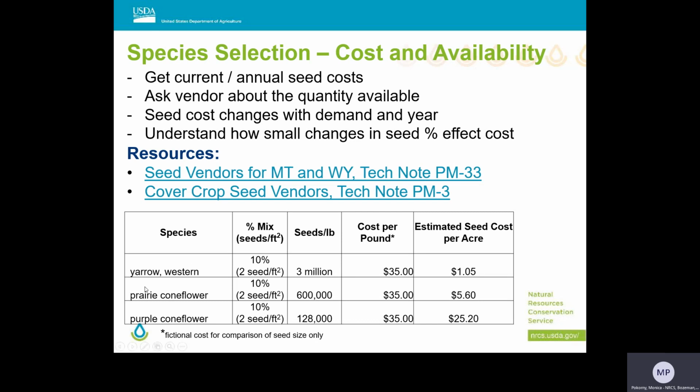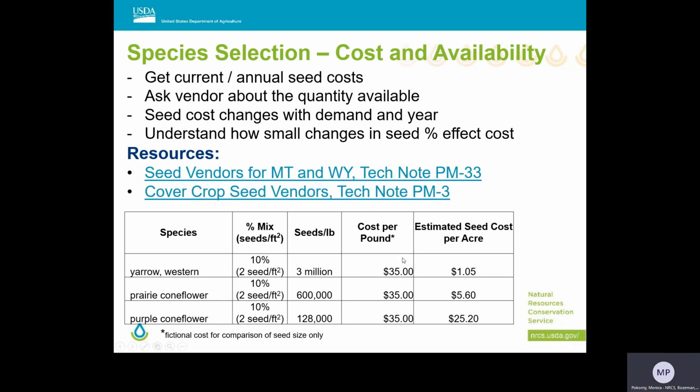And in this example, I'm just picking Western Yarrow, Prairie Coneflower, and Purple Coneflower. I'm including them all in a mix at about 10% of the mix, or aiming for approximately 2 seeds per square foot. And the important part here is that these seeds all have very different number of seeds per pound. 3,600,000 or 128,000 seeds per pound.